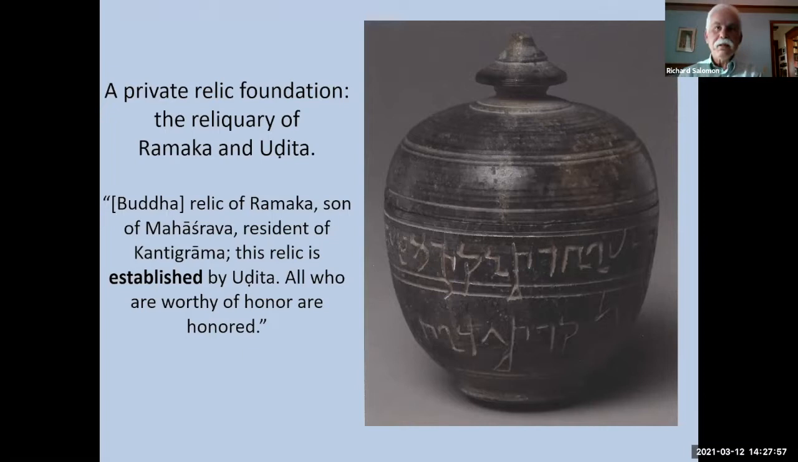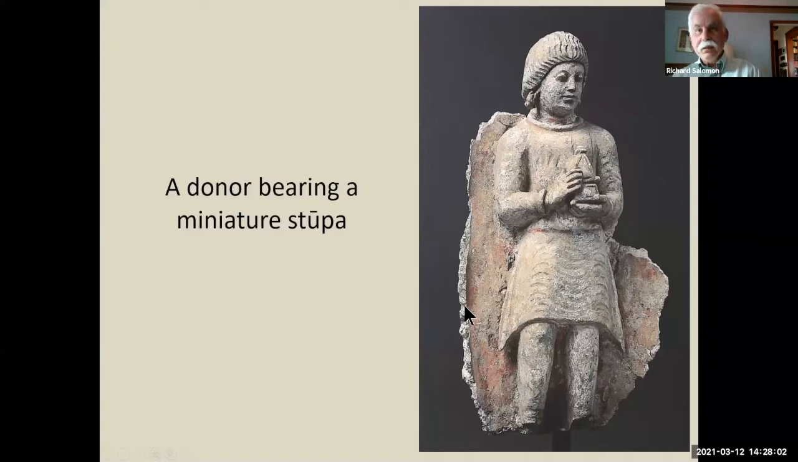And this is something like what I imagined. This is a fragment of a Gandharan stucco sculpture. And it shows a donor bearing a miniature stupa. And this stupa is reminiscent, not exactly like, but reminiscent enough of some of the small stupas that I'll show you shortly. And he's in the ordinary garb of probably a Scythian man in the second, third century AD, give or take.